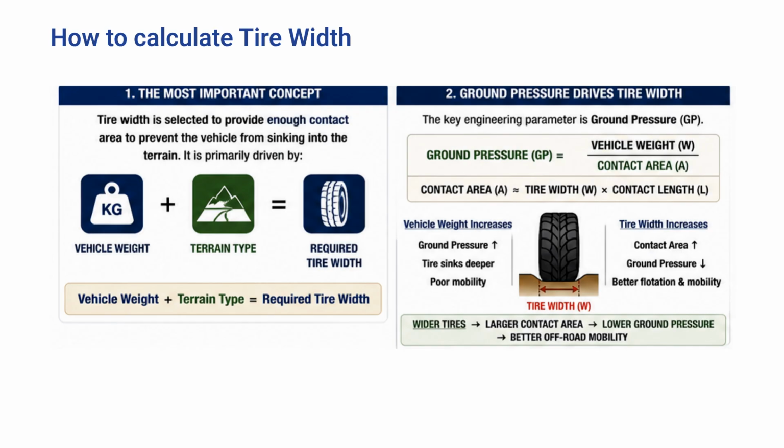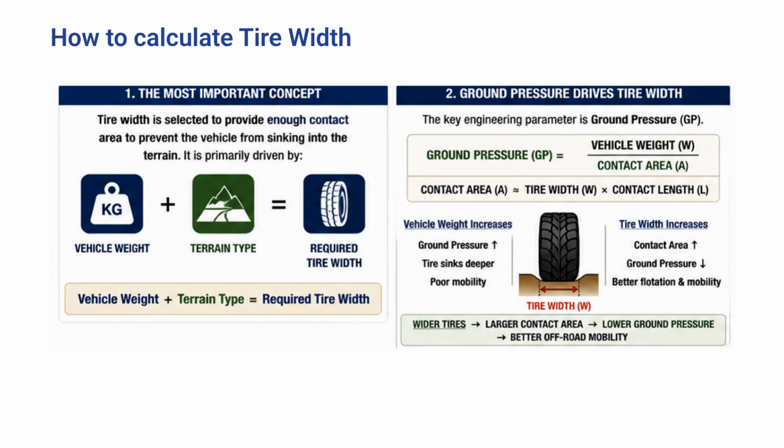The second section explains this using ground pressure. Ground pressure is the vehicle load divided by the tyre's contact area. The contact area is approximately the tyre width multiplied by the contact length of the contact area. When vehicle weight increases without increasing tyre size, ground pressure rises. When tyre width increases, the contact patch becomes larger. This spreads the vehicle load over a greater area and reduces ground pressure.